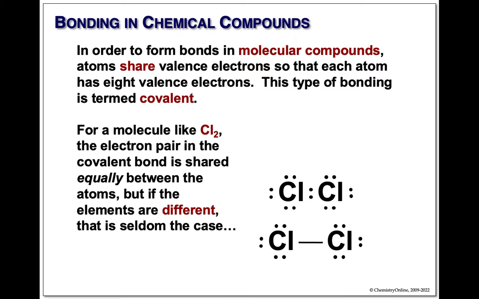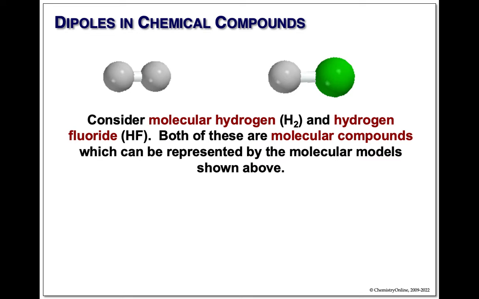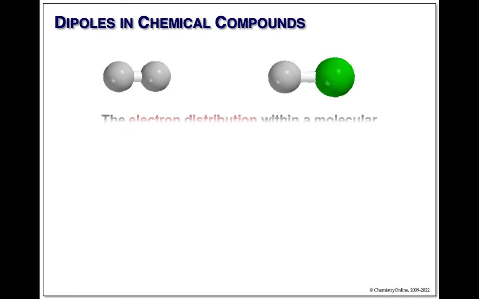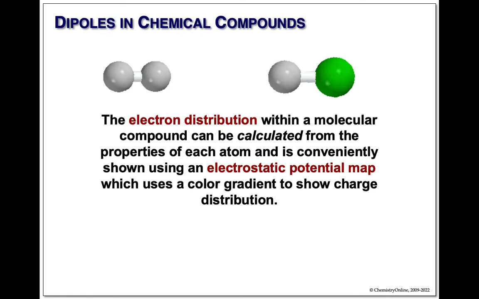Now, between 2 identical atoms, the sharing is essentially perfect. But if you have different atoms here, it will not be. We will show that by looking at 2 examples. This is hydrogen, H2. They're both identical. And this is hydrogen fluoride. They're not identical. What we're going to do is use what's called an electrostatic potential map to show this.